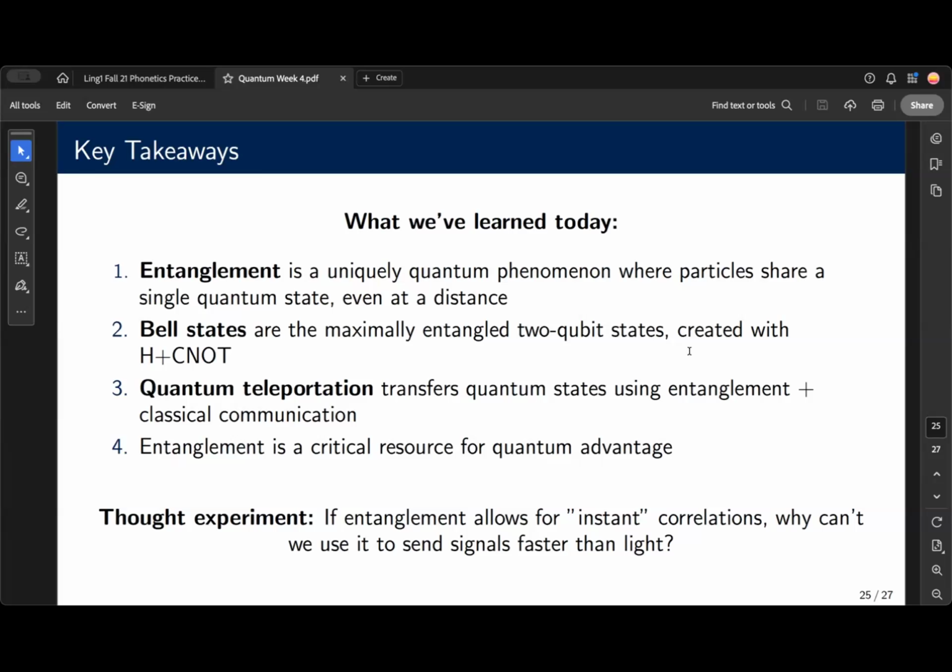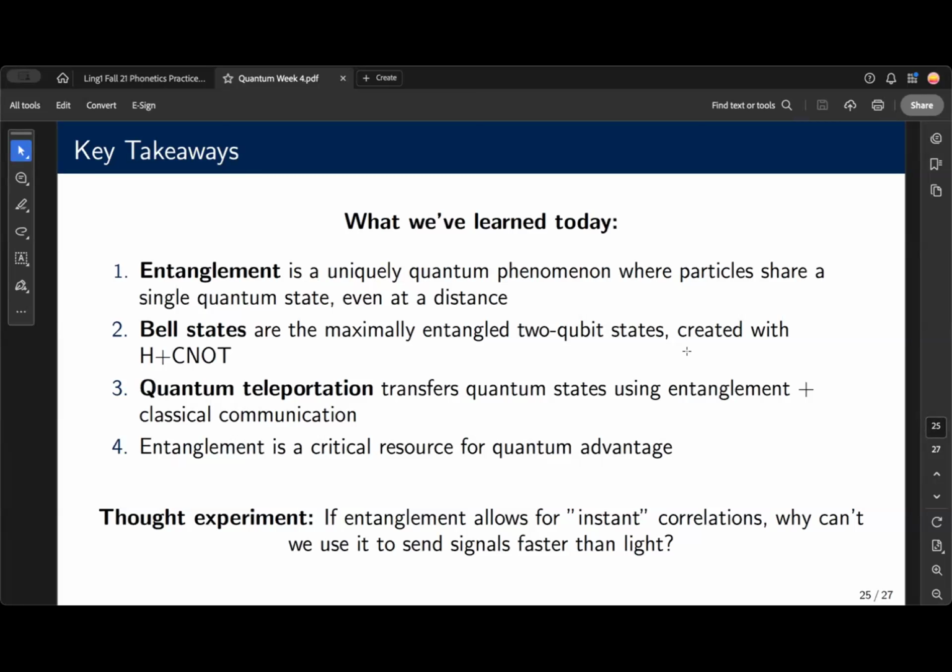And as I mentioned earlier, it will show up in a couple of quantum algorithms. So just a thought experiment. If entanglement allows for instant correlations, why can't we use it to send signals faster than light? And this is what Detal mentioned and discussed with you, that we do need to measure classically in the process.